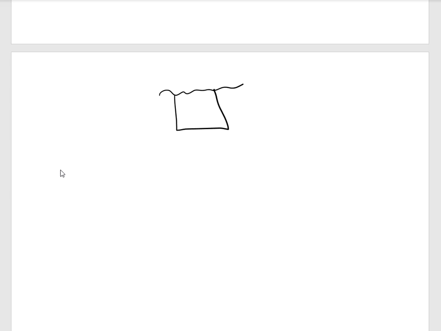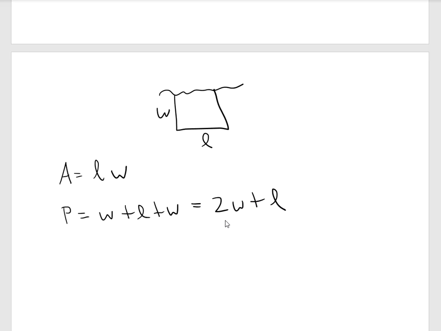Okay, so we know that this is width and this is length, and we know that area is equal to length times width. And then we also know that the perimeter of our shape is going to be width plus length plus width, which is equal to 2 width plus L. And I actually know that this has to be 800, right? Because they tell me that I only have 800 yards of material.